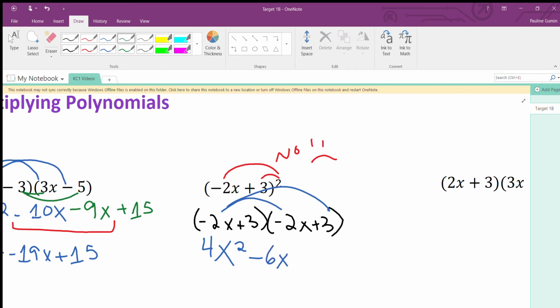All right, one more time with this 3. 3 times negative 2x, negative 6x. 3 times positive 3 is positive 9. Let's combine those like terms.